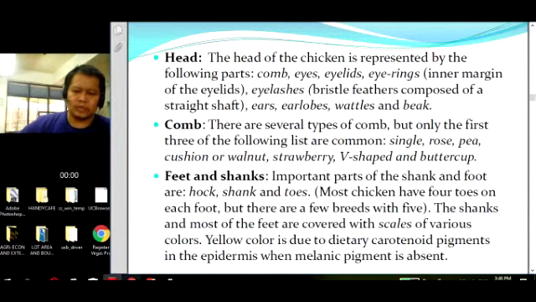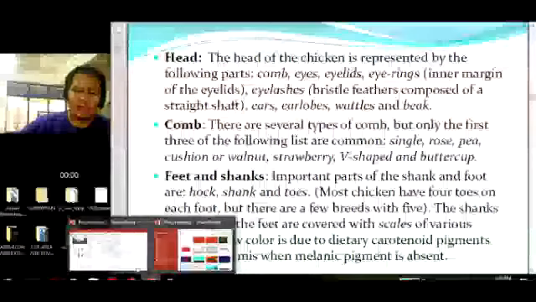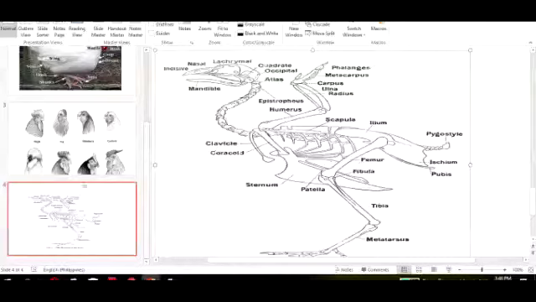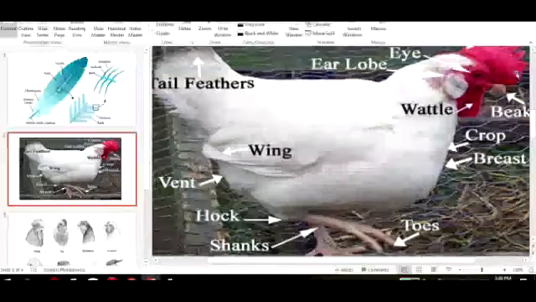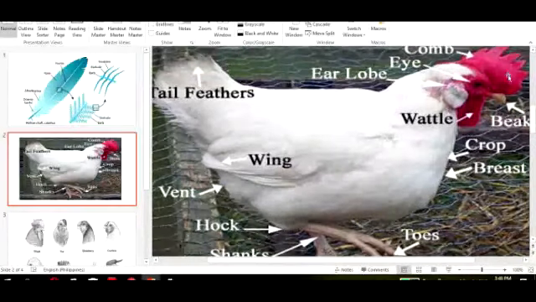If you are to look at the different parts, the structures in the head, we have this one. This is the wattle, and this is the comb. This is the single comb type. We have the eyes, we have the earlobe, we have the beak, we have the wattle. So look at that. These are the structures, the appendages within the head.